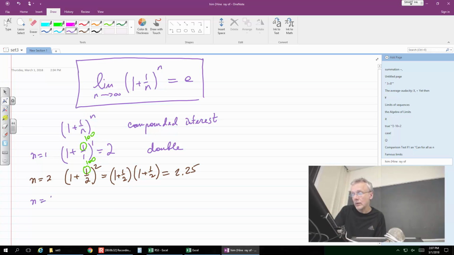What's interesting is, what if you do it quarterly and you have 1 plus 1/4 to the 4th power? In other words, you receive 25% four times during the year, and then the end result, I don't remember what that end result is. Well, where's my calculator?